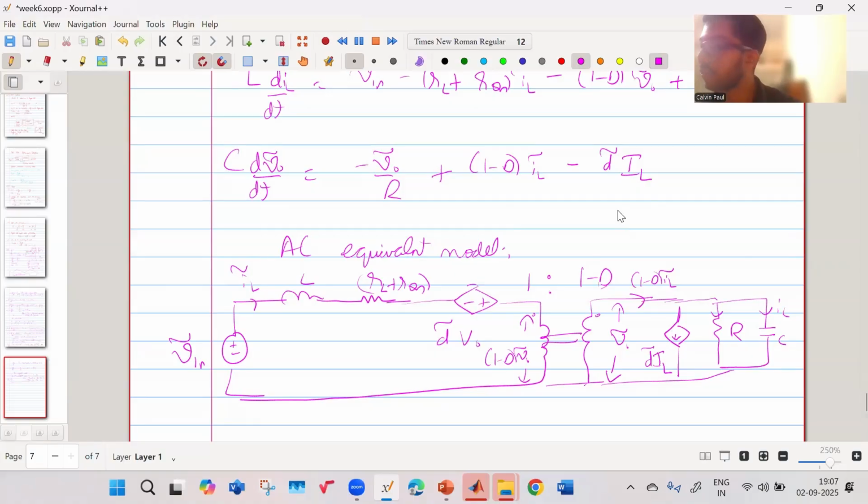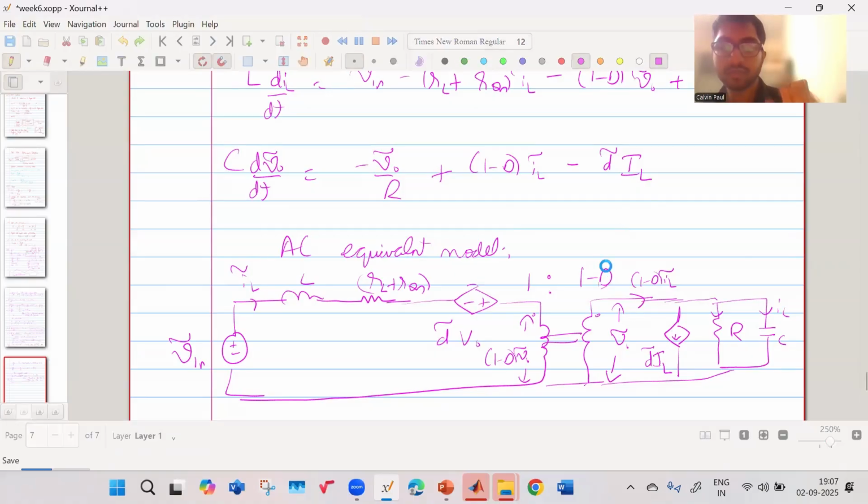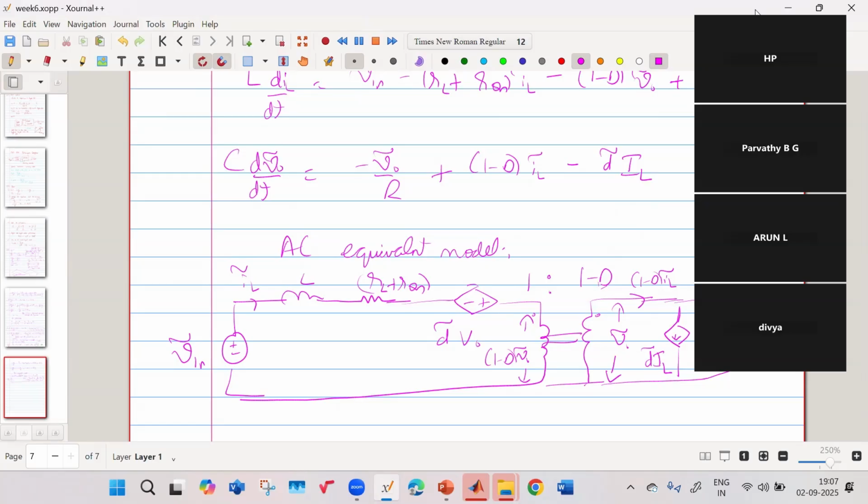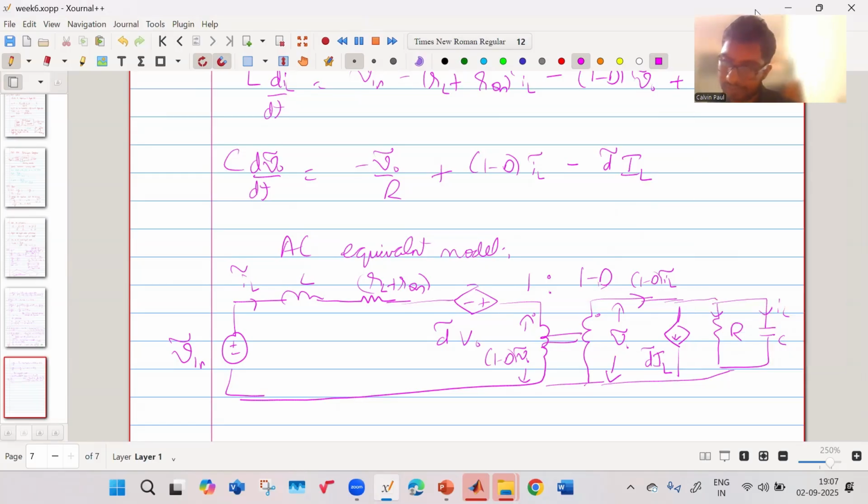So this is your AC equivalent model. Any queries about this? Sir, that turns ratio, is it 1 is to 1 minus D or 1 minus D is to 1? This is your input. Over here we see a 1 minus D into D output perturb. Yes, it should be like this, right?